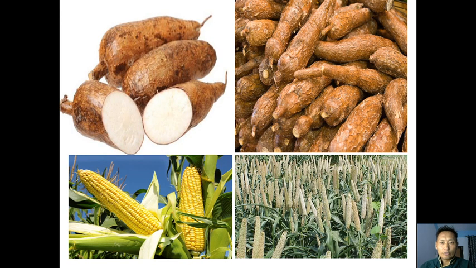So these are the types of crops that they are mostly cultivating. So cassava and tapioca, maize and millets. So these are the types of crops that they are cultivating in the primitive subsistence agriculture practices.